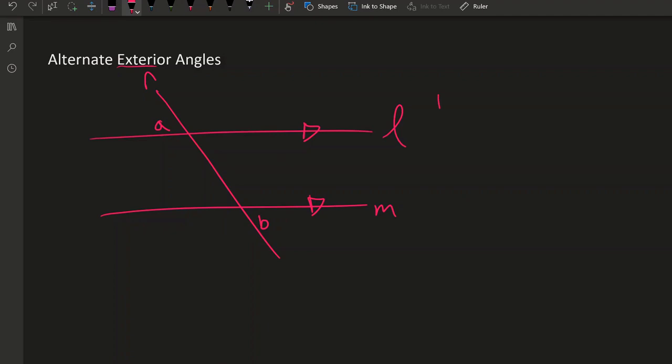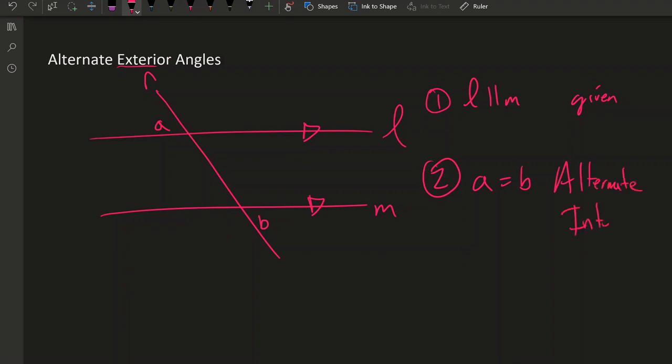But I would say, starting off, if L is parallel to M, that's given, then A must be equal to B because of alternate exterior angles.